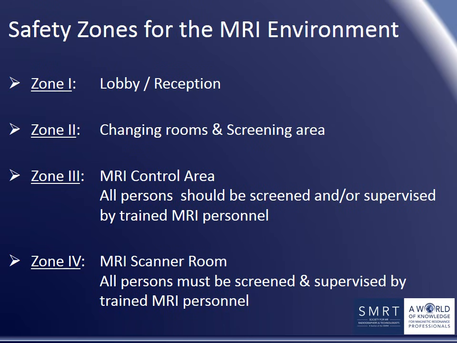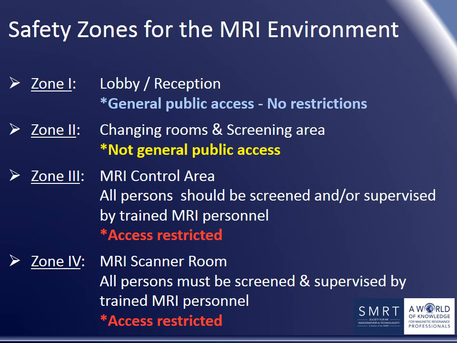One approach widely adopted to restrict access to the static magnetic field of the MRI scanner is the 4-zone design recommended by the American College of Radiologists. In this design, Zone 1, for example, is the lobby or reception area, which allows general public access with no specific restrictions. Zone 2, for example, the changing rooms and screening areas, is not general public access. Zone 3, the MRI control or console area, is restricted access where persons must be screened and/or supervised by trained MRI personnel.